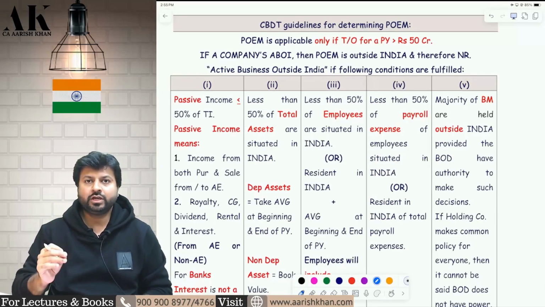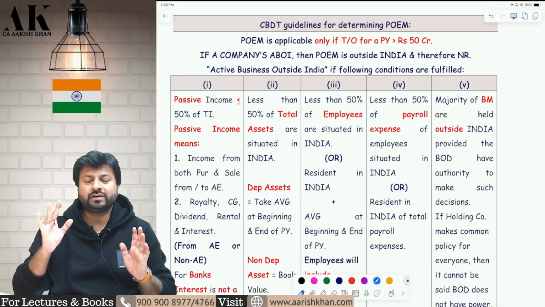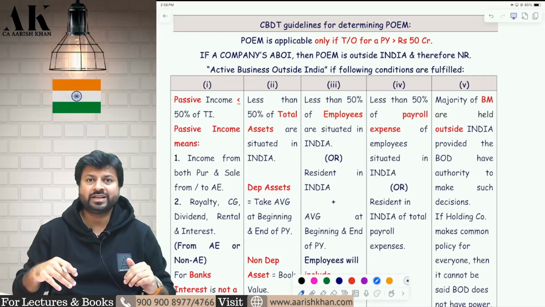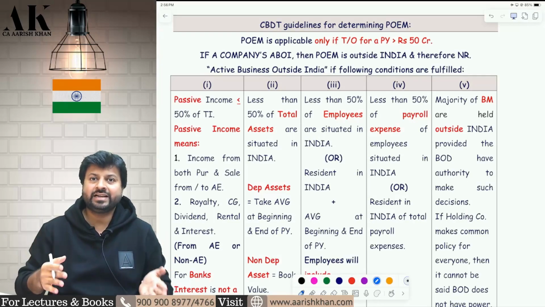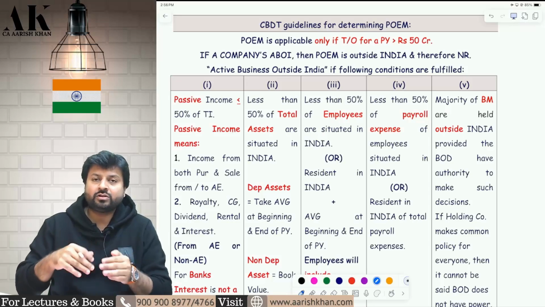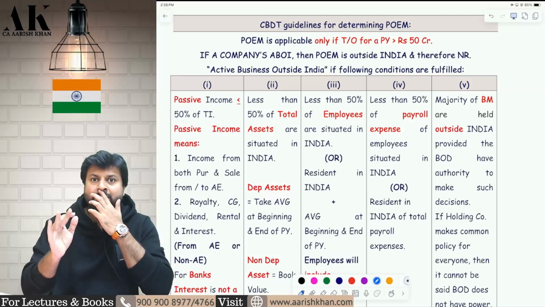First of all, you need to understand that this guideline is not applicable for all foreign companies. This guideline and POEM are not applicable to Indian companies. Indian companies are by default resident. It is applicable to foreign companies whose place of effective management is in India, as they can also become resident. So this guideline is for a foreign company which can become resident because of POEM in India.